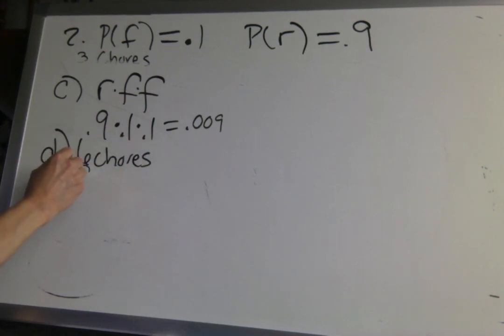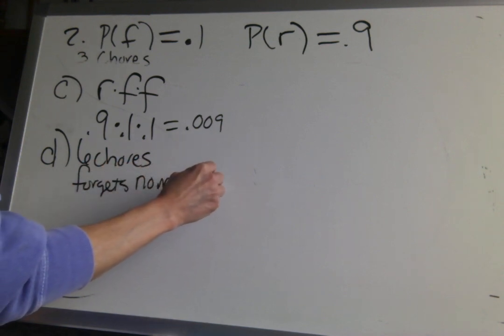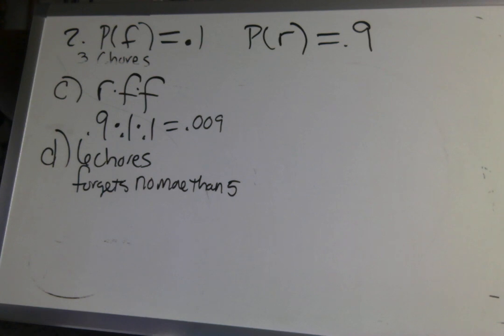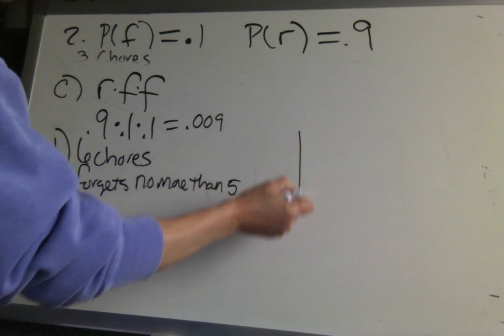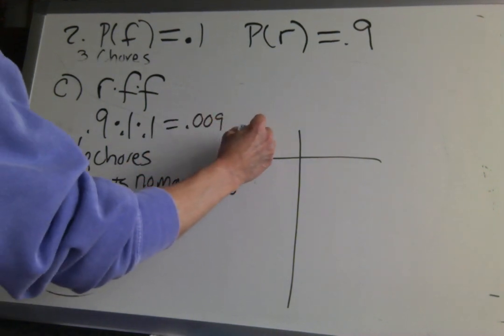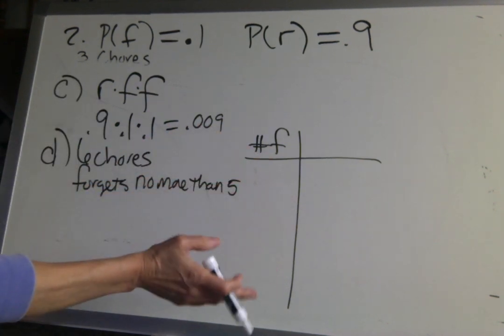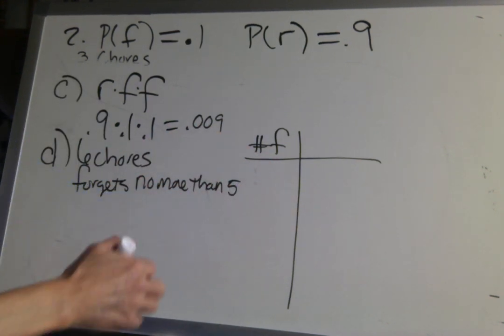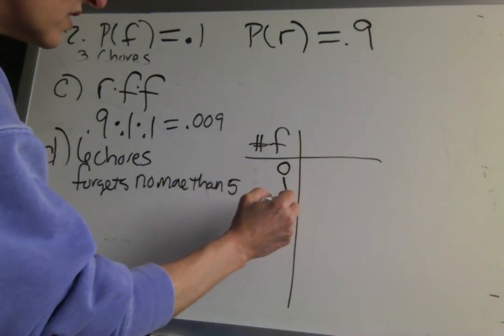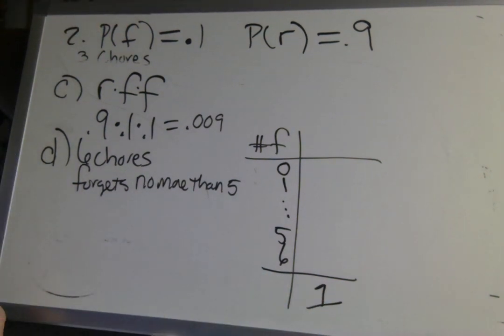Forgets no more than 5. As soon as you start thinking no more than 5, that's like 5, 4, 3, 2, 1, 0. I'm feeling very overwhelmed. It seems like there's a lot happening here. So I'm going to my organizational table. This part D is about forgetting, so I'm going to put the number F there. You can, if you want, list the numbers 0 through 6, but I promise you, all you have to do is list the first 2 and the last 2, and that will be enough to keep you organized.